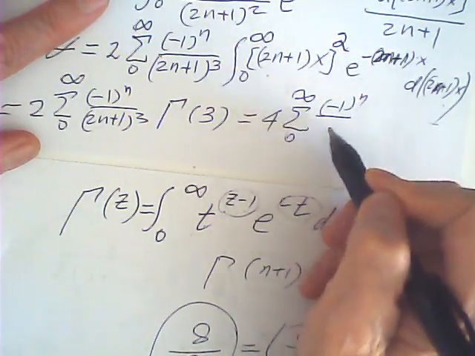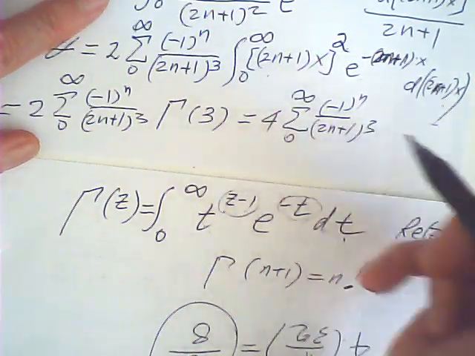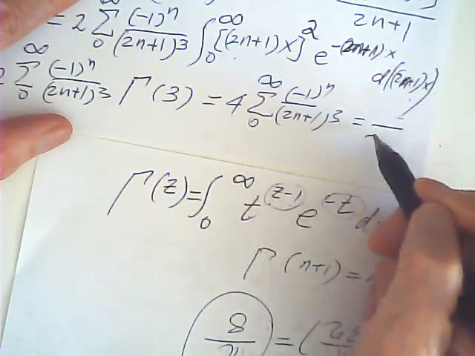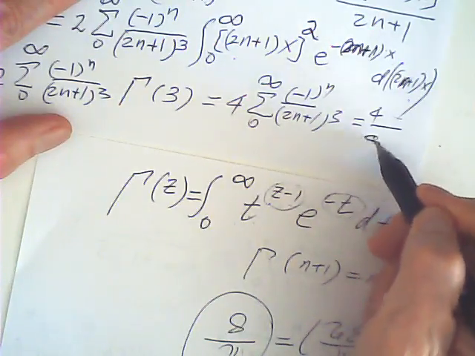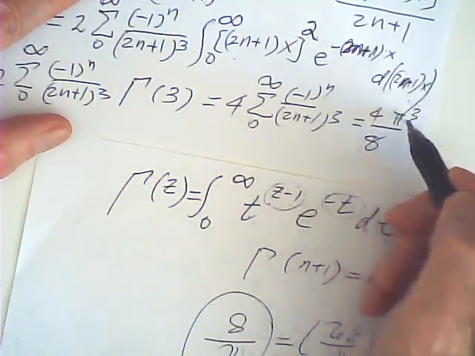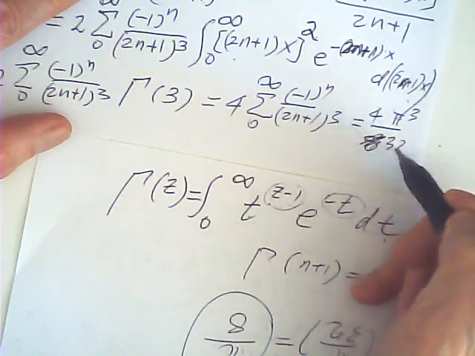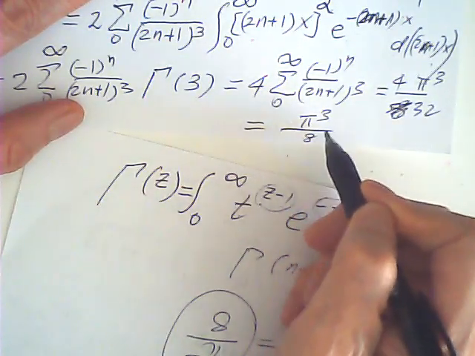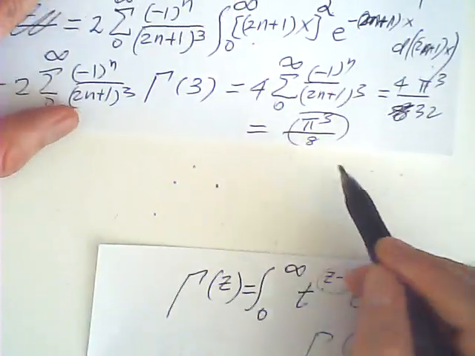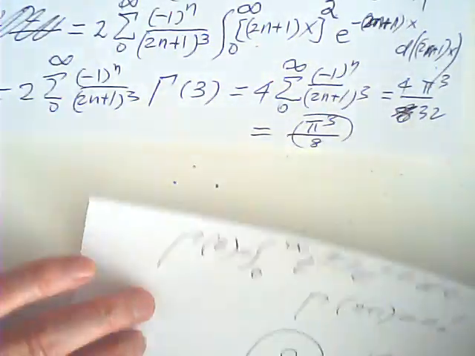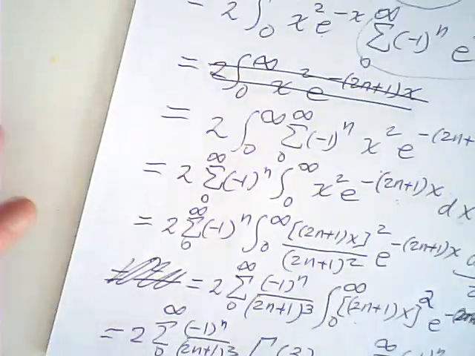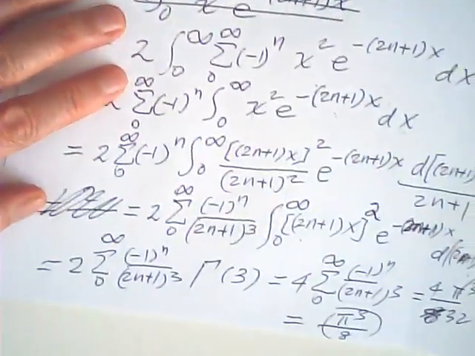Well, the sum of negative 1 to the n over 2n plus 1 cubed is equal to pi cubed over 32. So 2 times 2 is 4, times pi cubed over 32, finally it's equal to pi cubed over 8. That is my result. I hope you follow, and I hope you like it too. It's a very nice method. Thank you.